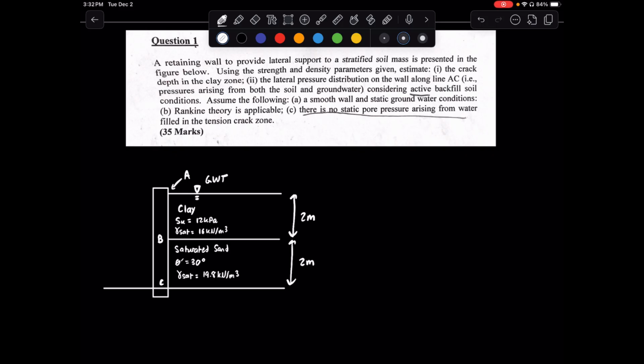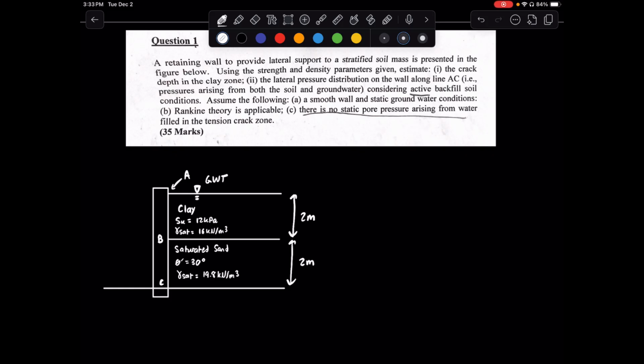A retaining wall to provide lateral support to a stratified soil mass is presented in the figure below. I had to redraw it myself since it was kind of mangled in the paper I have. Using the strength and density parameters given, estimate the crack depth in the clay zone and the lateral pressure distribution on the wall along line AC. Consider active backfill soil conditions, and assume a smooth wall and static groundwater conditions. Rankine theory is applicable, and there is no static pore water pressure arising from water filled in the tension crack zone.